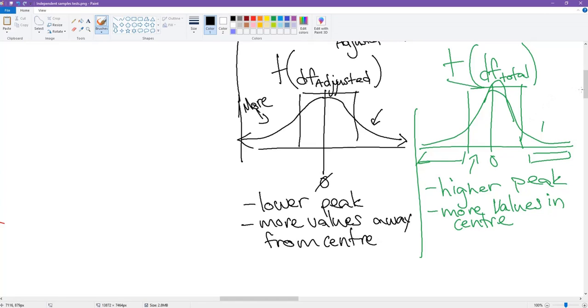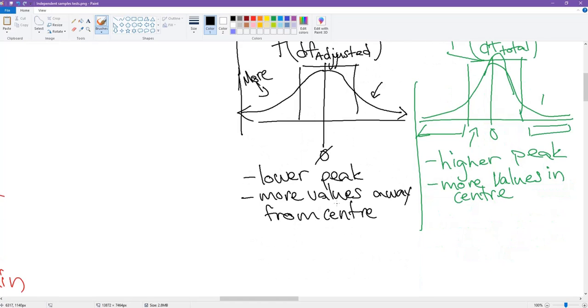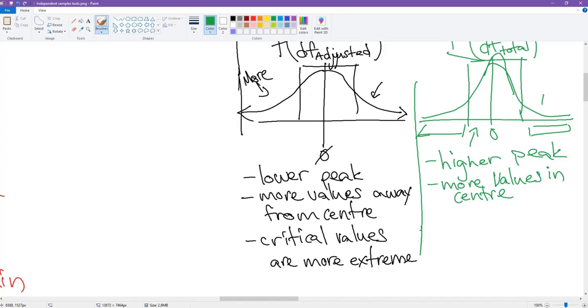Cool. It also makes sure that we have more difficult critical values. So that's another thing. Critical values are more extreme. Whereas if you don't have an adjusted degrees of freedom, if you just have a regular degrees of freedom total, then what you end up with is just critical values that are normal for that particular degrees of freedom.